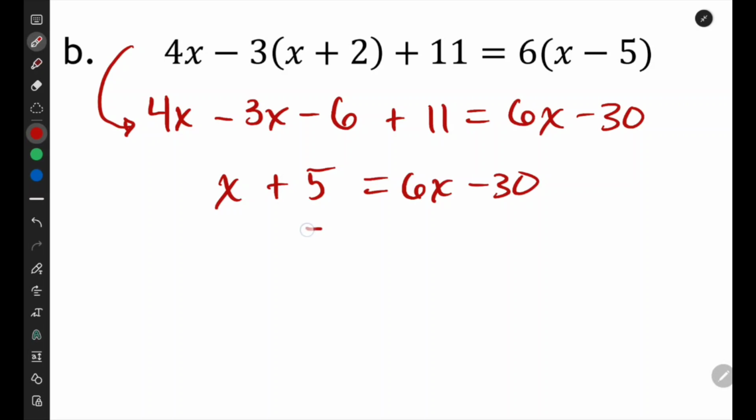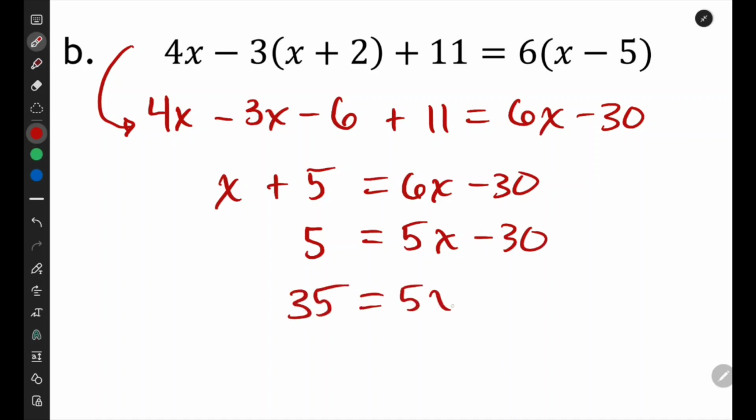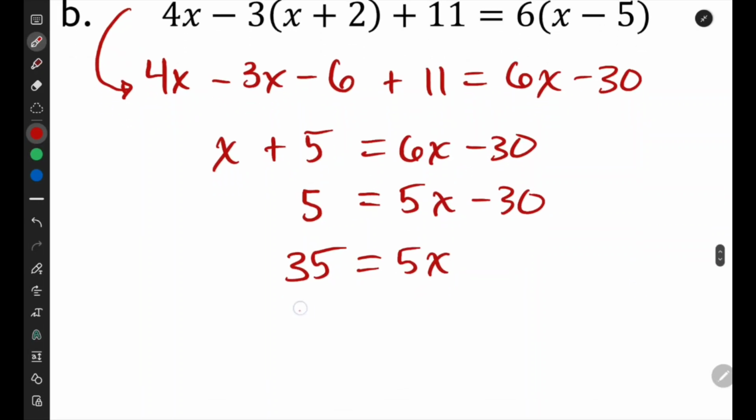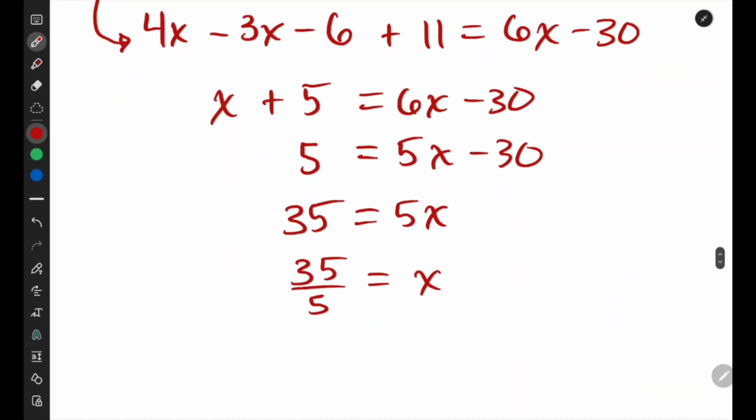I'm going to subtract x from both sides. 5 is 5x minus 30. I'm going to add 30 to both sides. 35 is 5x. And then finally, I'm going to divide both sides by 5. When I do, I get this. And it turns out that 35 divided by 5 is just the number 7. 5 times 7 is 35.